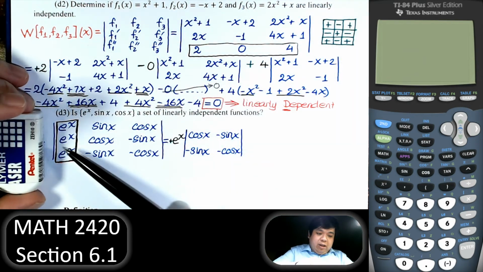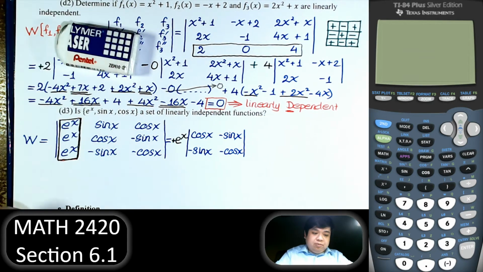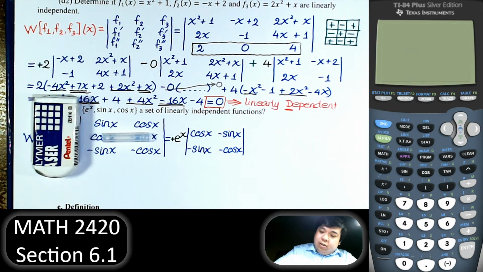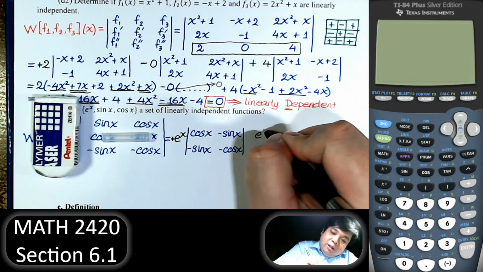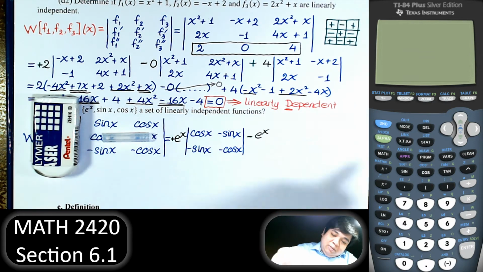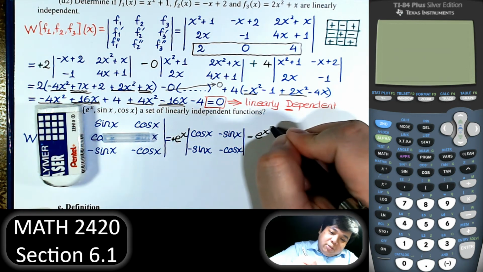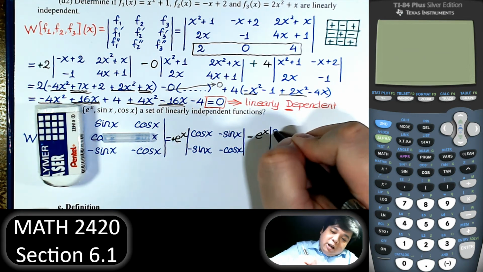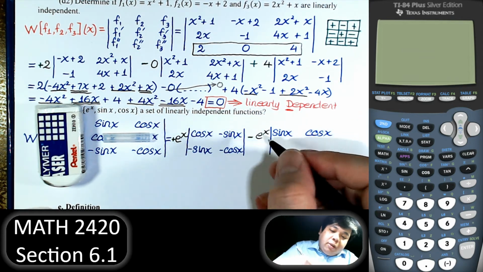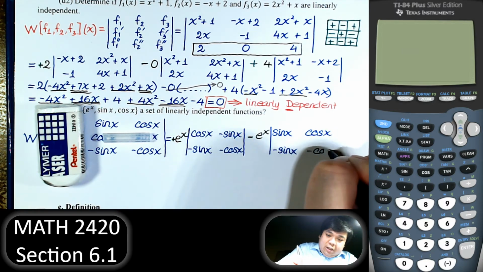And then next we have e to the x here. Once again, cover the row and the column containing e to the x. So it is that. This e to the x is sitting on the minus sign. And what's left is of course a 2 by 2: sine x, cosine x, negative sine x, negative cosine x.